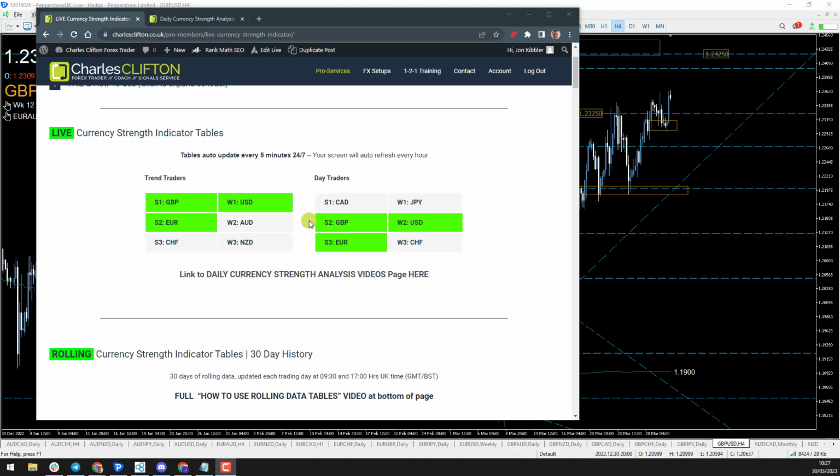Now, you can see some of the currencies are highlighted in green. That means there's a confluence between the two trading time frames. That's why we'll be focusing some attention in this video. Now, this video is a little bit later than usual. I do apologise, but we do use these tables to action Forex positions.